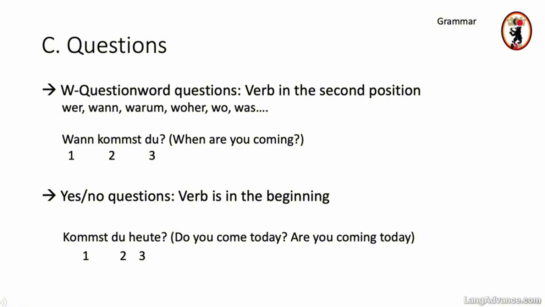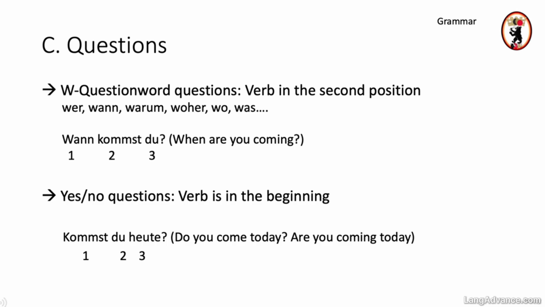Some of these words are wer, wann, warum, woher, wo, was. And an example sentence is wann kommst du? When are you coming? And you can see that the verb is in the second position indeed. Now, yes-no questions are rebels. They do not follow this rule. Here the verb is at the beginning of the sentence. Let me tell you right away, this is the same as in English.